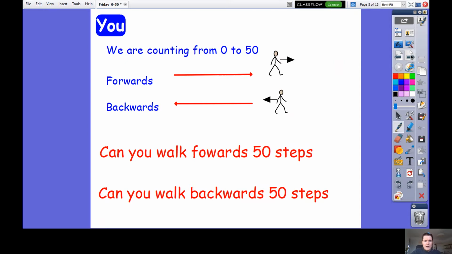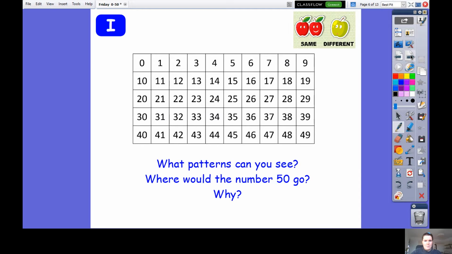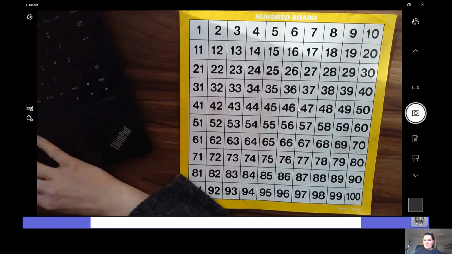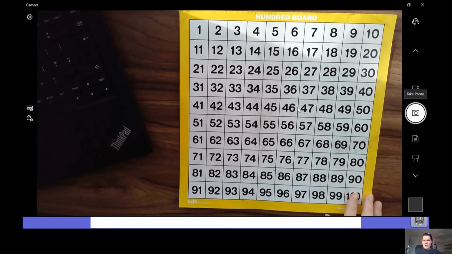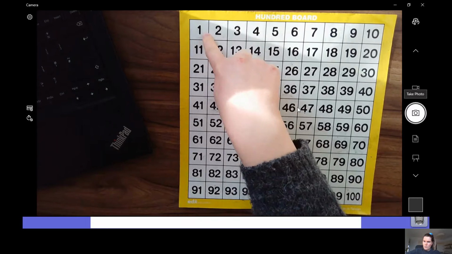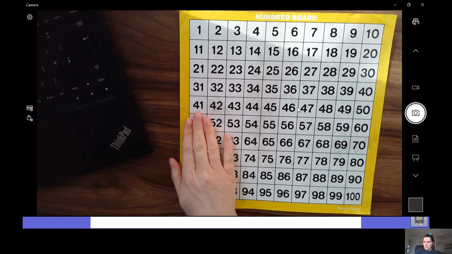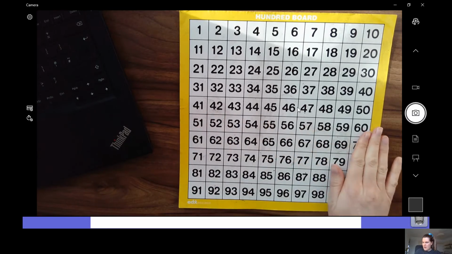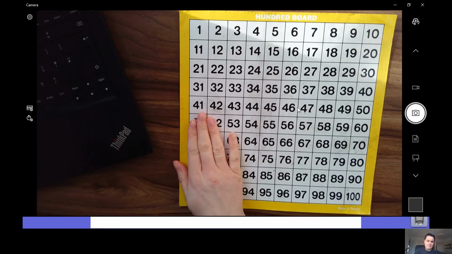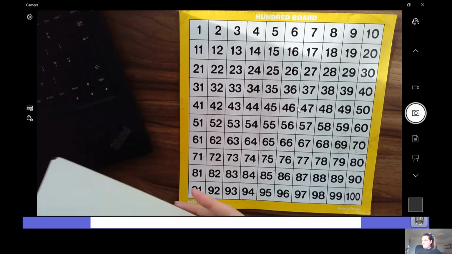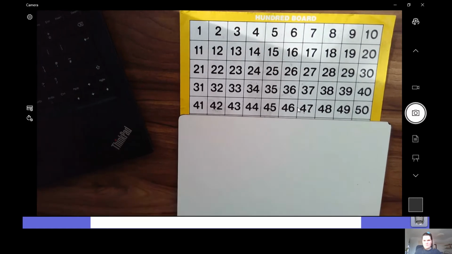And that is why we use a number grid. So I'm going to show you my number grid. Here is my number grid. My number grid goes from 1 to 100. But we're not going to worry about all of them today. We're just going to worry about the ones to 50. So we're not going to worry about these numbers today. Okay? So I'm going to hide those numbers away because we don't need to worry about them. Here we go. Hidden away.